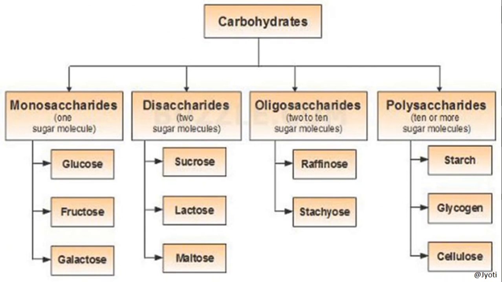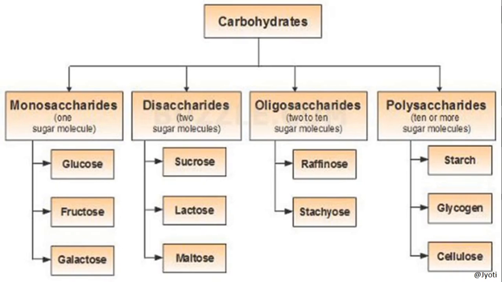Now this is the classification of carbohydrates. The carbohydrates are classified as monosaccharides when only one sugar molecule is present, that means only one monomer. Disaccharides means two sugar molecules or two monomers are present. Oligosaccharide means 2 to 10 sugar molecules or monomers are present. Polysaccharide means 10 or more than 10 sugar molecules are joined together to form the polysaccharide.